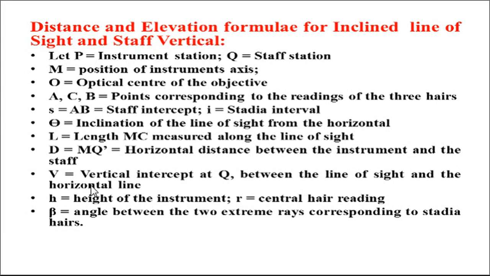And V is equal to the vertical intercept at Q, the staff station, between the line of sight and the horizontal line. Then small h is equal to the height of the instrument, R is equal to the central hair reading, and beta is equal to the angle between the two extreme rays corresponding to the stadia hairs. So all these notations are shown in the figure. Next slide.